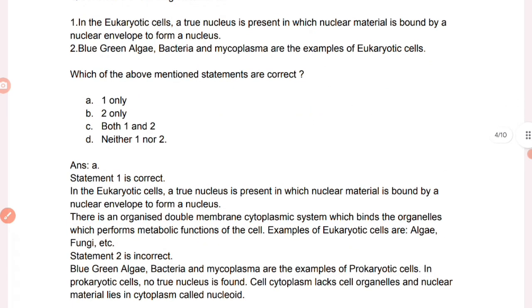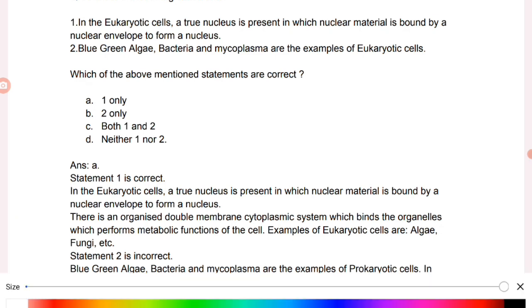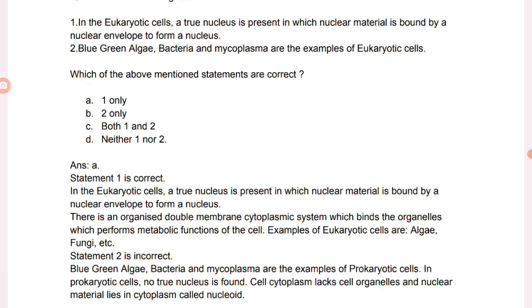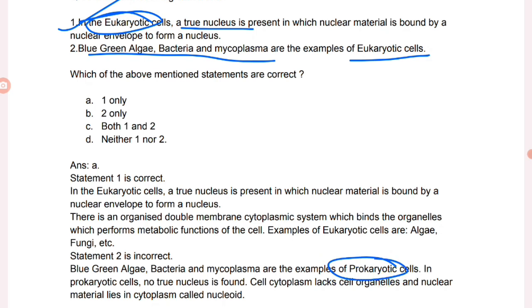Now consider the following statements. In the eukaryotic cells, a true nucleus is present in which nuclear material is bound by a nuclear envelope to form a nucleus. So this statement is correct. There is a true nucleus in eukaryotic cell and there is no true nucleus in prokaryotic cell. Blue-green algae, bacteria and mycoplasma are examples of eukaryotic cell. So this is wrong. These are examples of prokaryotic cells. Okay, there is no true nucleus found. Cell cytoplasm lacks cell organelles and nuclear material lies in cytoplasm called nucleoid.